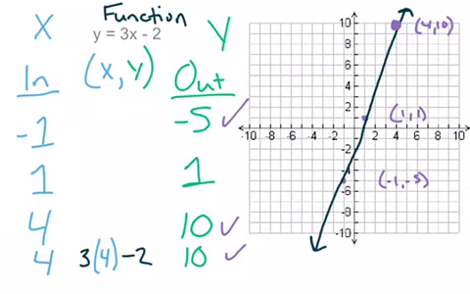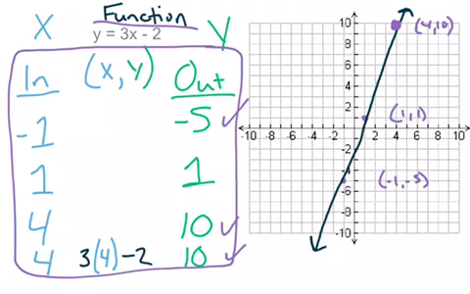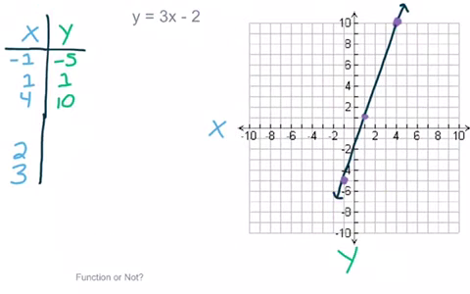So now we know from the function table, or the input-output table, that it is a function. So let's see how we can tell that from a graph. This is our same graph from the last one. We know that the equation was a function from the input-output table. Now let's check how we can find that on a graph.